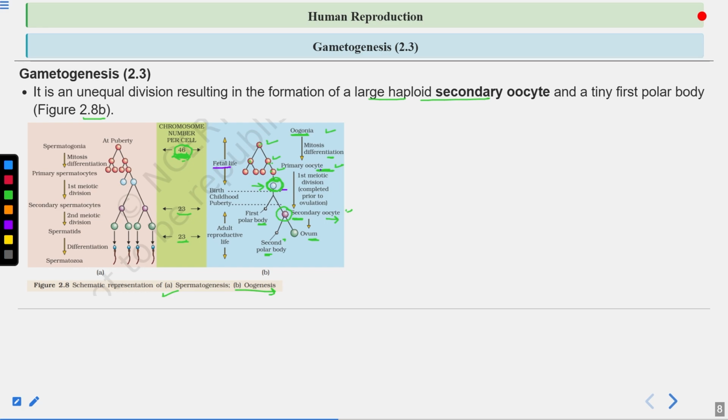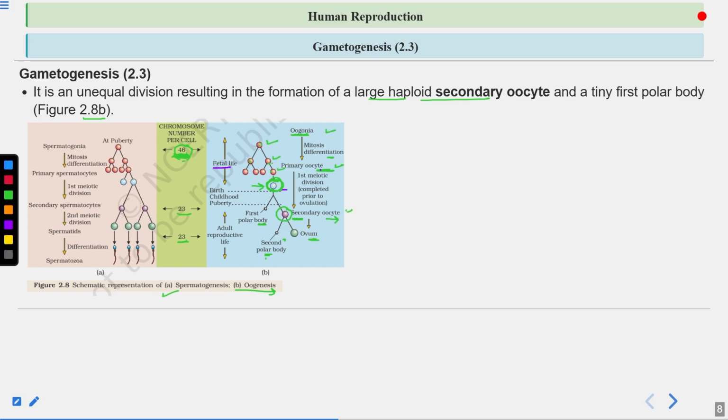And what initiates the division here? What initiates the completion of meiosis 2? When the sperm comes in contact with the egg, then the secondary oocyte completes its second meiotic division and forms the ovum and the second polar body. Again, one thing to remember is that the first polar body is formed after meiosis 1 and the second polar body is formed after meiosis 2.